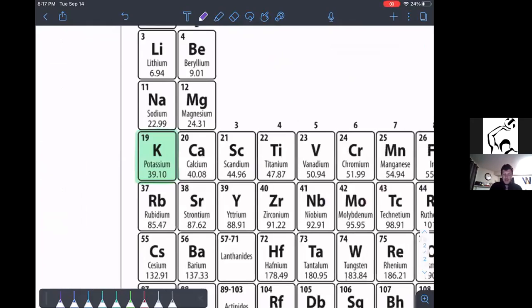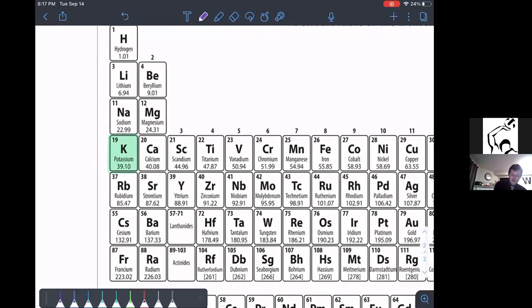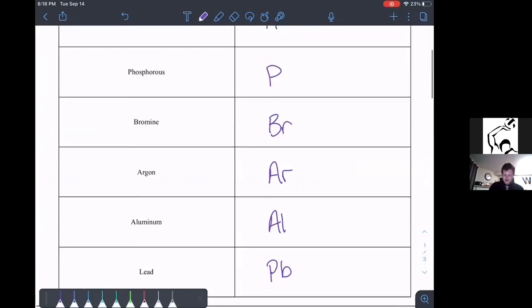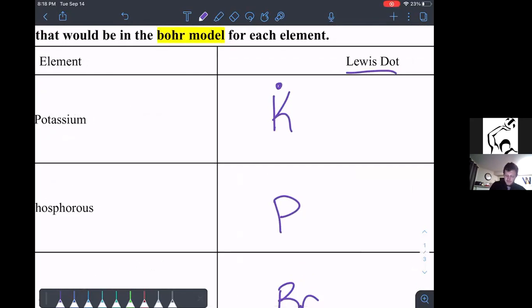So if we look at potassium, remember that the first row or the first orbital is right here, which means orbital number 2 starts right here. Orbital number 3 starts here. Orbital number 4 starts here. So we're in the 4th orbital, and we're the first element in that 4th orbital, which means we have 1 valence electron. We're in that first row column. All of these are going to have 1 valence electron. And so potassium gets 1 dot for 1 valence electron right here.